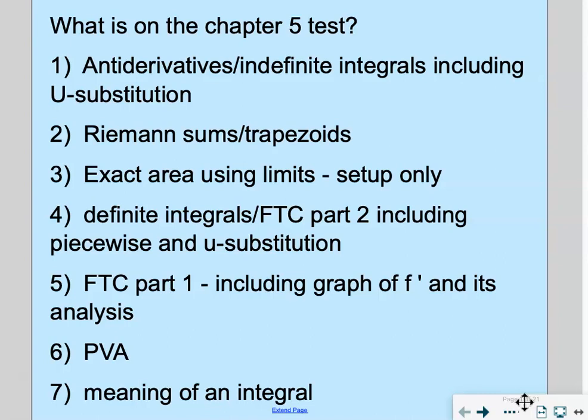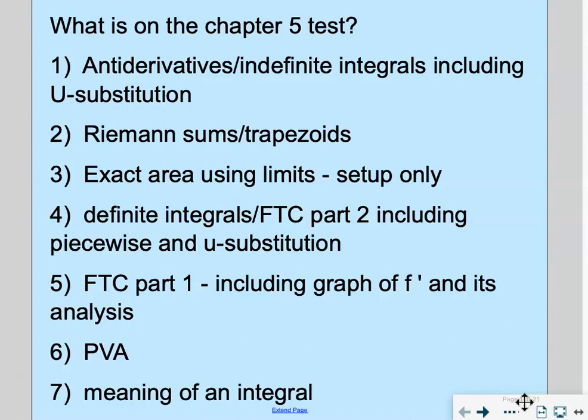There is one problem with multiple parts that is dependent on you knowing FTC Part 1. So if you don't know FTC Part 1, you can plan on your grade probably dropping by a whole letter. It's a big part of your test. All right, same thing. U sub's bigger, but FTC Part 1 is still big.